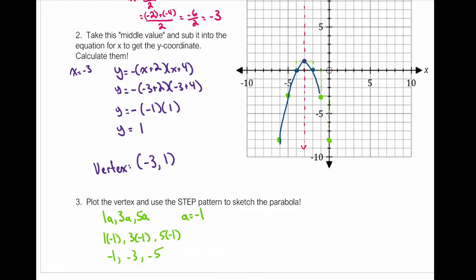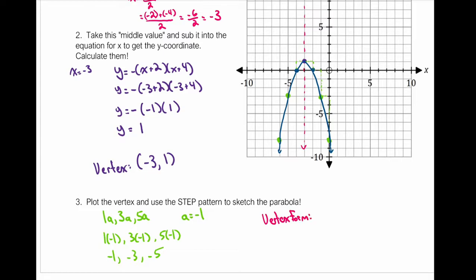I can connect all the dots. And there is my parabola. If I wanted to as well, I can rewrite this in vertex form equation. And we'll look a little bit at another example of this later.